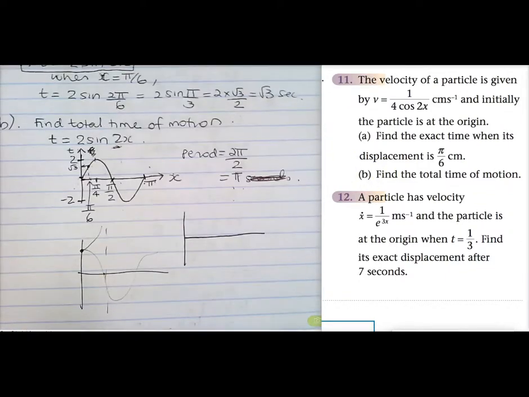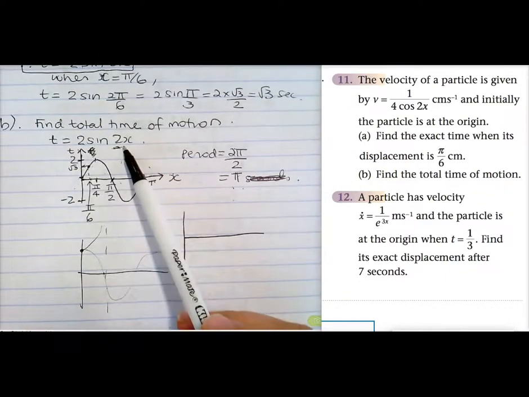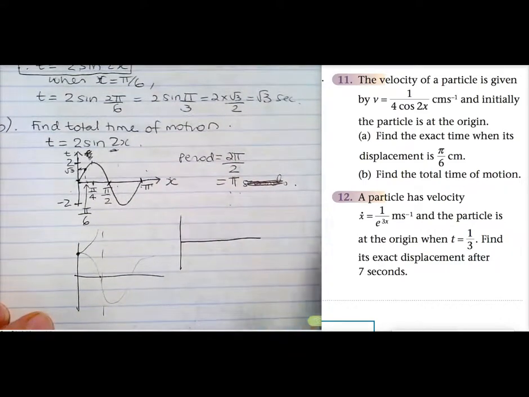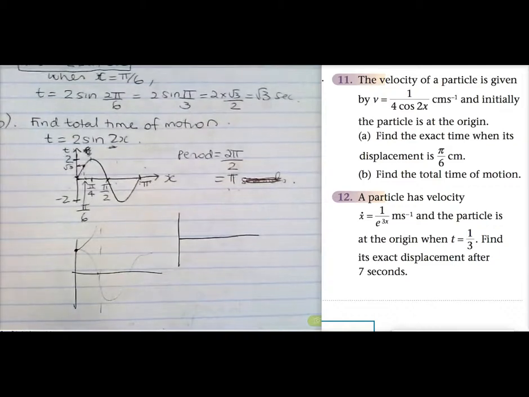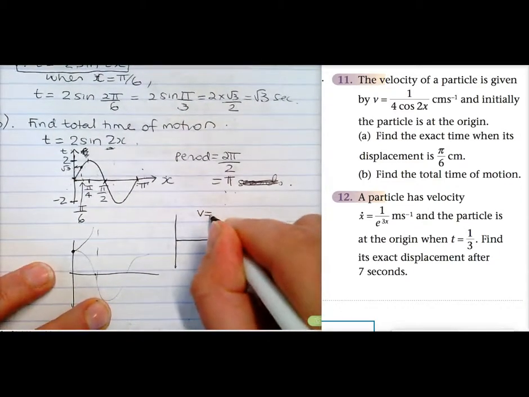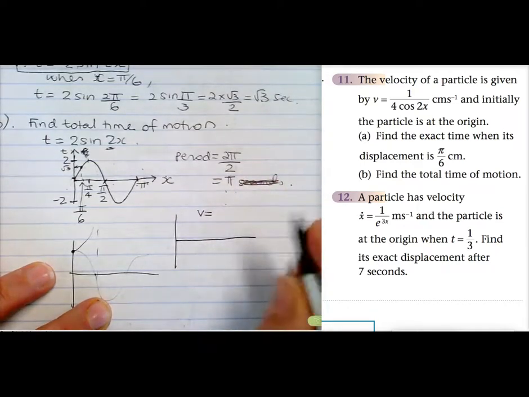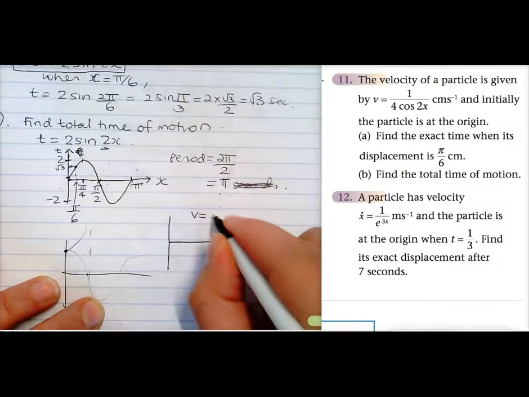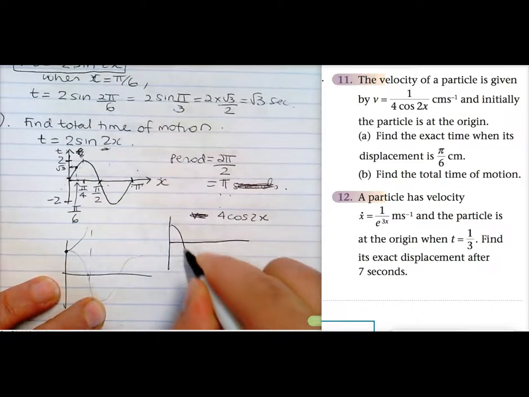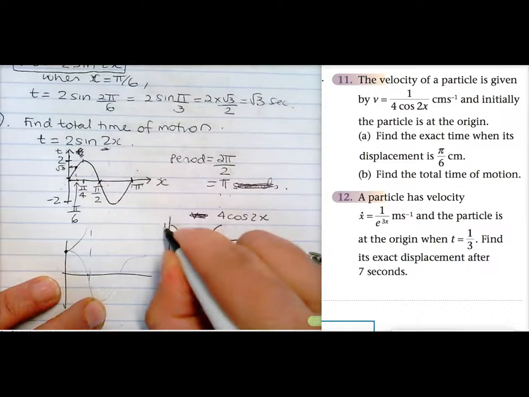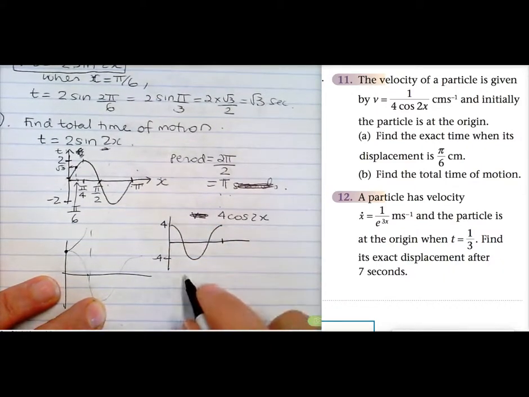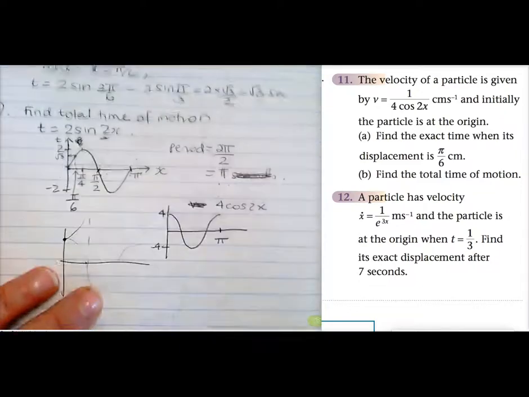Now, I've just drawn the curve for t versus x, time versus displacement. If I go back to the original velocity of the particle, I'm going to draw that curve. Actually, I'm not going to draw it all. You know how velocity is 1 over 4 cos 2x? I'm just going to draw 4 cos 2x first. That would look like this, wouldn't it? That's 4 cos 2x: 4, negative 4, period is what? Pi. That's what 4 cos 2x looks like.